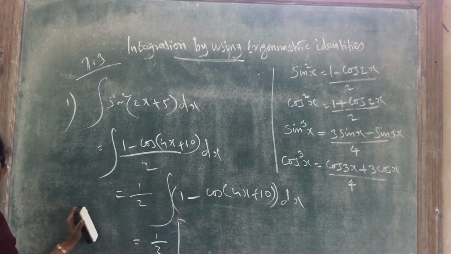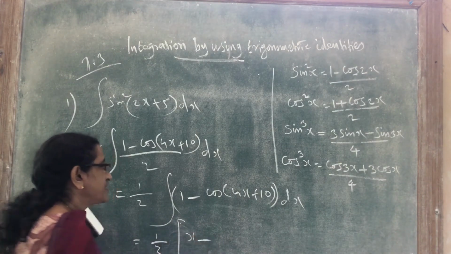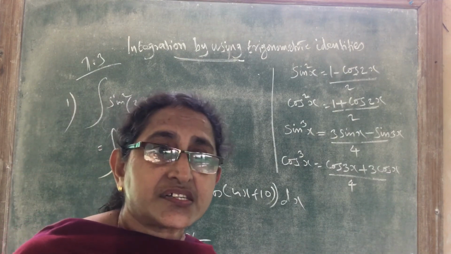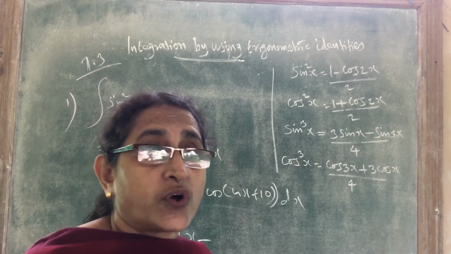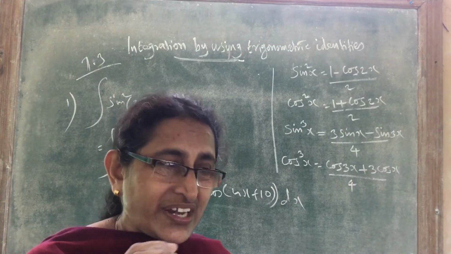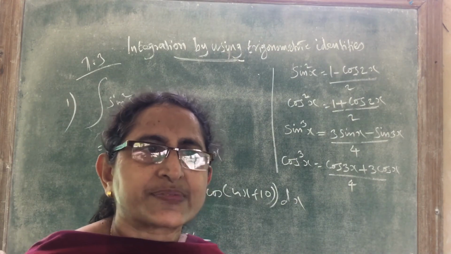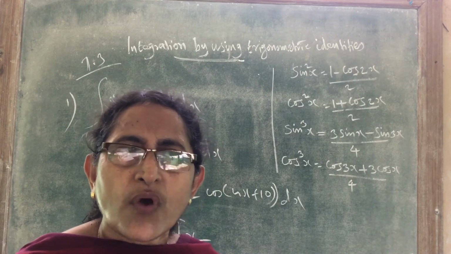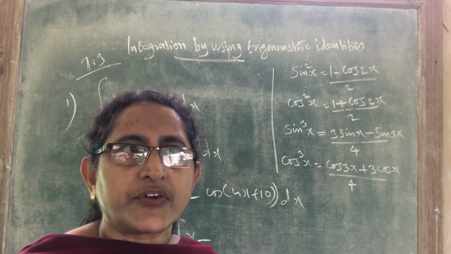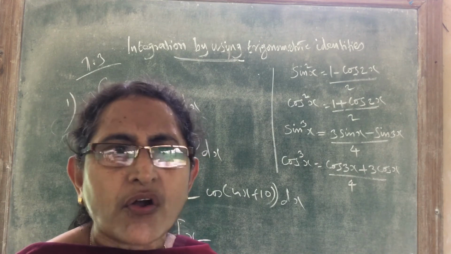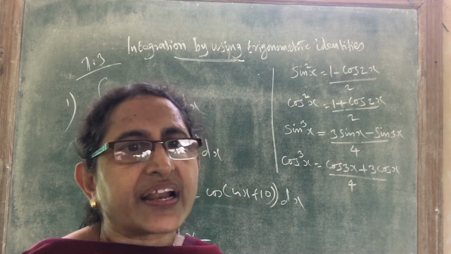What is the integral of 1? x. What is the integral of cos 4x plus 10? We know the integral of cos x is sin x. The only difference is that in the place of x it is 4x plus 10. What is the derivative of 4x plus 10? Derivative of 4x is 4 into 1, plus derivative of 10 is 0. Only 4. 4 is the derivative of 4x plus 10. It is only a constant, so we can divide by that number and find the integral.